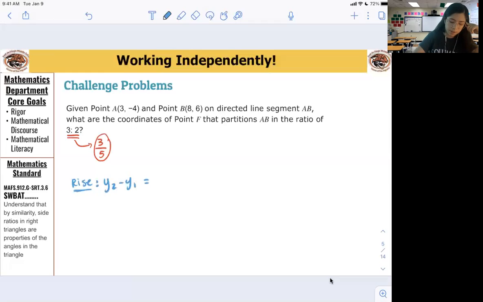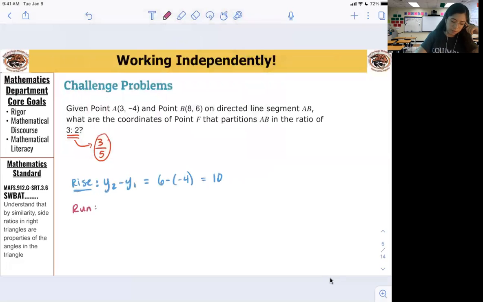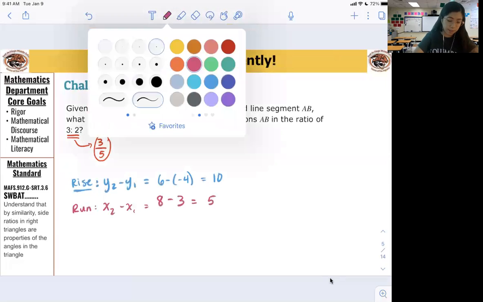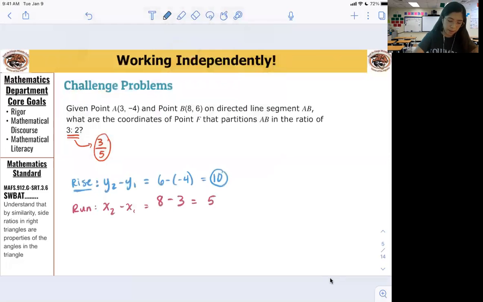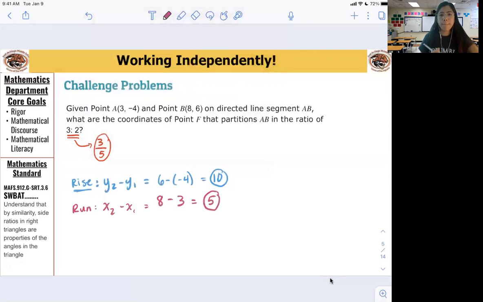$10. So 6 minus -4, that's 10. Then we get the run. So that's x2 minus x1. So we got 8 minus 3, so we got 5. So that's the second step. Second step, find the rise, find the run.